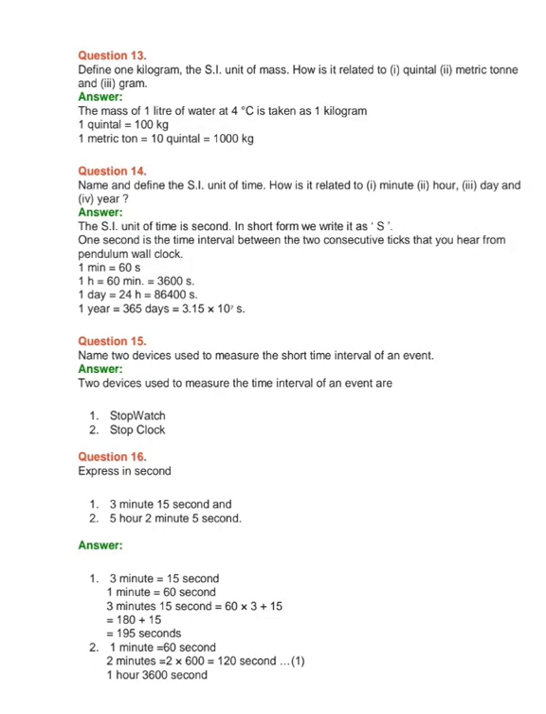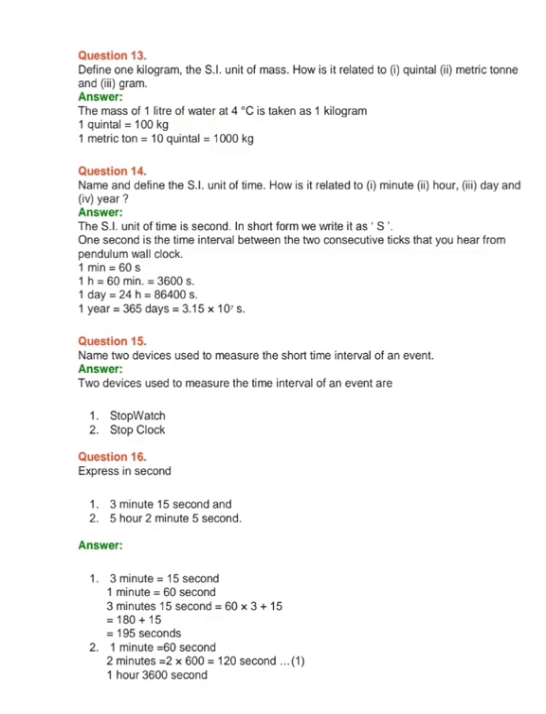Next is question number 13. Define 1 kilogram, the SI unit of mass. How is it related to quintal, metric ton and gram? Answer. The mass of 1 liter of water at 4 degrees Celsius is taken as 1 kilogram. 1 quintal is equal to 100 kilogram. 1 metric ton is equal to 10 quintal, which is equal to 1000 kilogram.